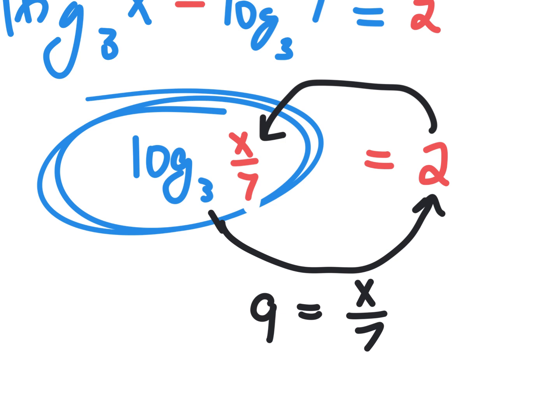Times by 7, 9 times 7, 63. Raise your hand if you had 63. Awesome. All right, that circle of logs thing is a big deal. Got to know that left and right, upside down, sideways. Because it can also go backwards. X to the 5 is equal to 11, even that can be solved if you know the circle of logs.